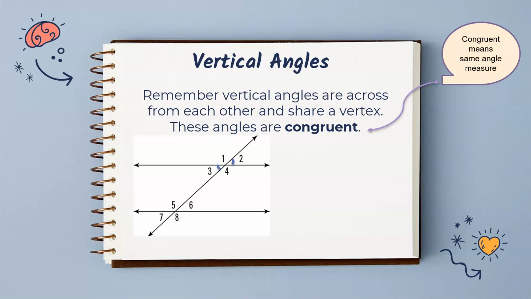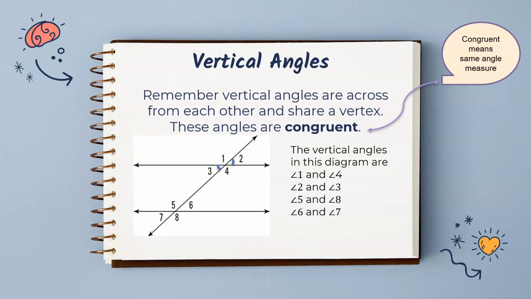Okay, so here I have 2 and 3 showing you what an example of vertical angles looks like, and then I go ahead and I write them out. So the vertical angles in this diagram are 1 and 4, 2 and 3, 5 and 8, and 6 and 7. They're across from each other on the vertex on the pieces that look like an X.